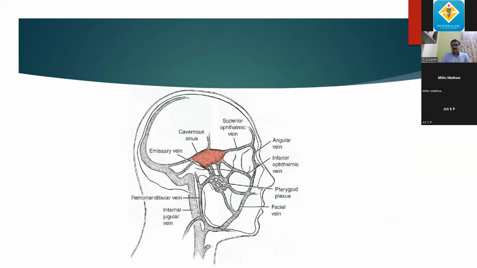From the anterior region, from the angular or superior and inferior ophthalmic veins, infection can easily go from the danger area of the face to the cavernous sinus, as you can see in this image. From the posterior route, that is from the infratemporal fossa and pterygoid venous plexus, it is connected to the cavernous sinus through the emissary veins, as you can see in this.